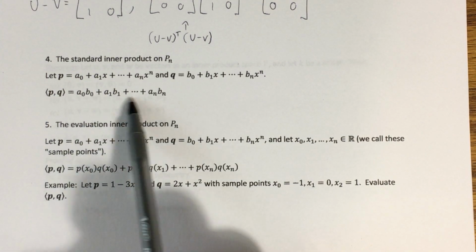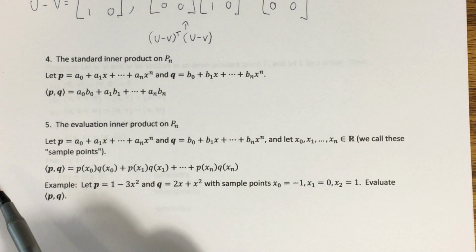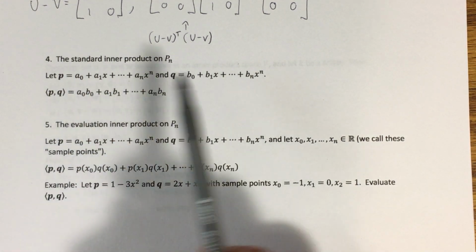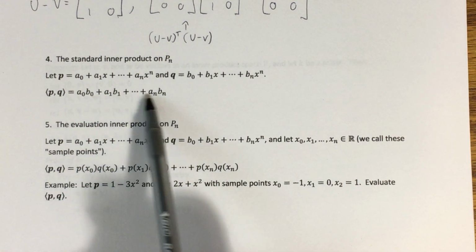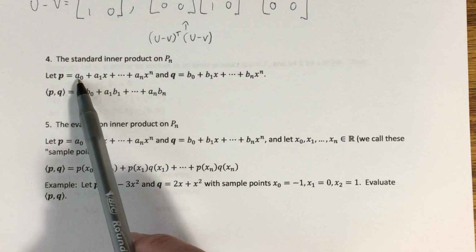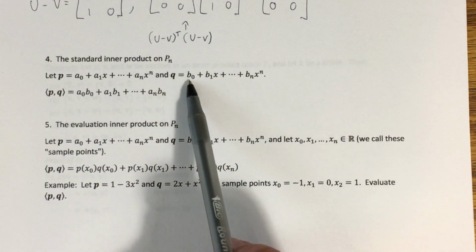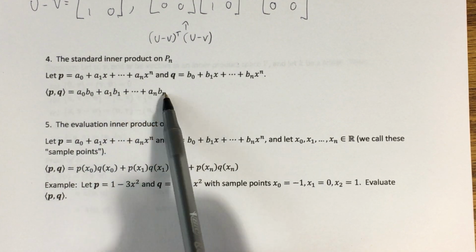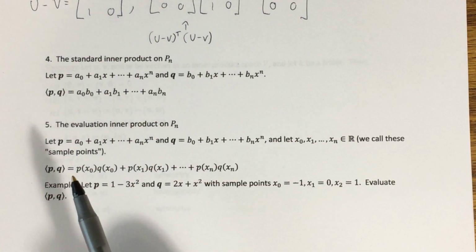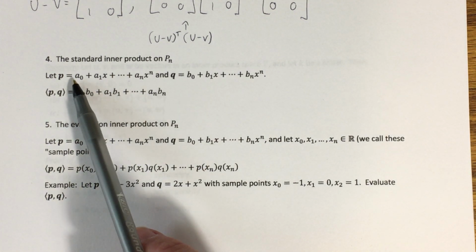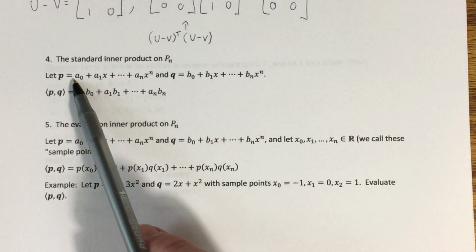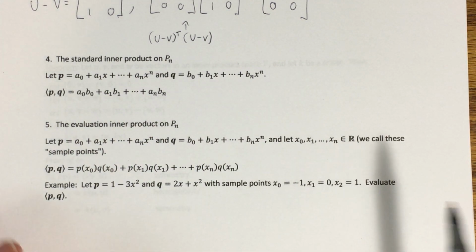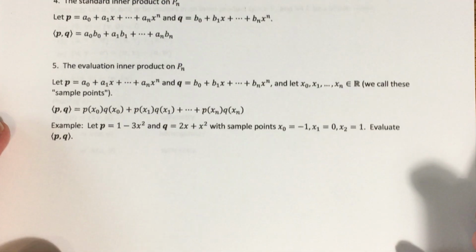Now, if you notice, this is actually just the dot product, but applied to the coefficients of P and Q. You notice there's no x's here. I'm just using the coefficients a0 through an, b0 through bn, multiplying corresponding coefficients, and then summing the results. It's really just the dot product, where instead of vectors in Rn, we have coefficients on polynomials. So there's nothing that unique about that one.